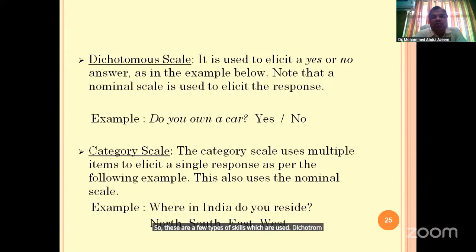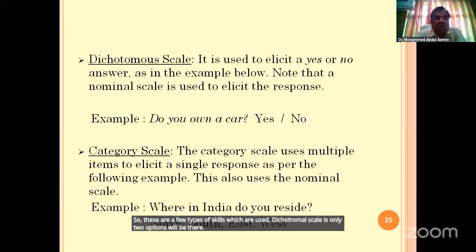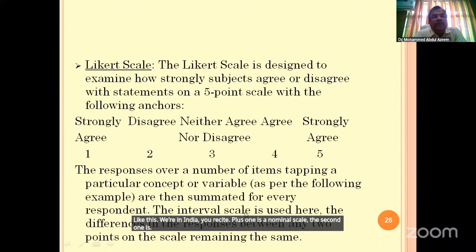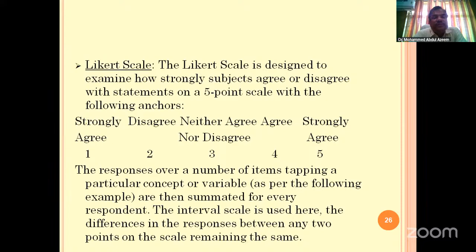Dichotomous scale is where only two options will be there, like yes or no. Okay. Category scales are like this: where in India do you reside. The first one is a nominal scale, the second one is an ordinal scale. Likert scale, this is an interval scale. Strongly agree, agree, neither agree nor disagree, disagree. Okay. We use this Likert scale. Likert is the name of the person who proposed this. Based upon this, it is known as Likert scale.